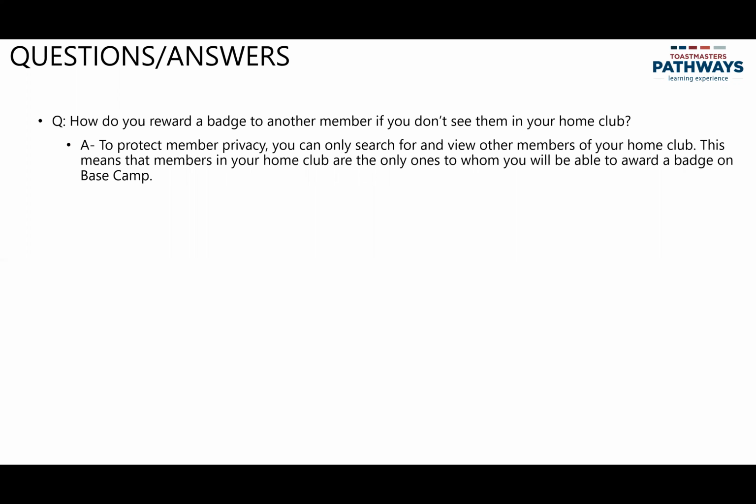How do you award a badge to another member if you don't see them in your home club? Now, Toastmasters International has always been very strong on protecting member privacy. So you can only search for and view other members of your home club. And I'll go into the home club definition again in a moment. So that means members in your home club are the only ones to whom you will be able to award a badge on Basecamp.